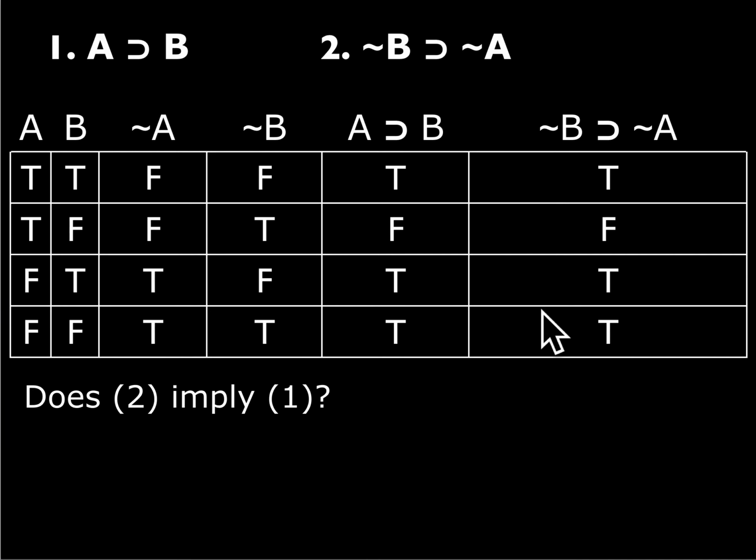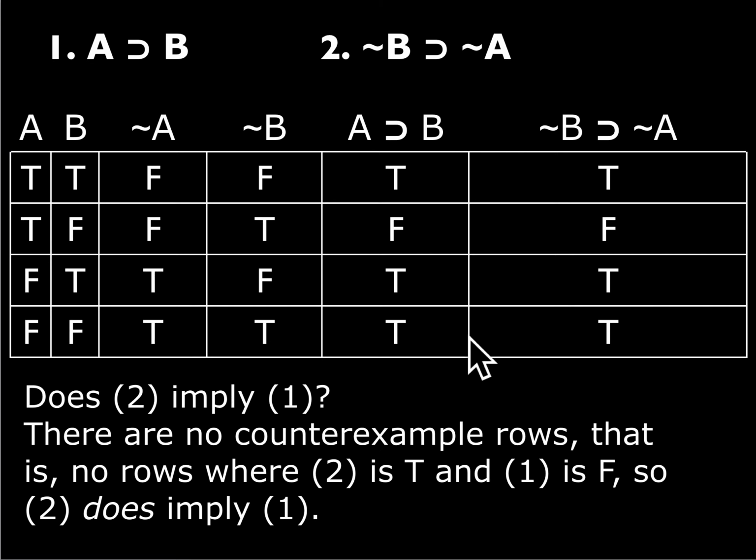Does 2 imply 1? Well, now I'm looking for a counterexample row where 2 is true but 1 is false. And again, you can see there's no counterexample row at all. So that implication also holds. 2 does imply 1.